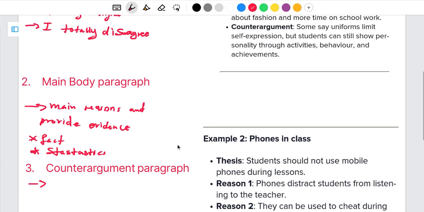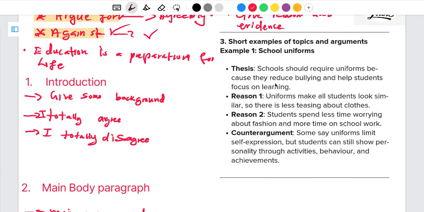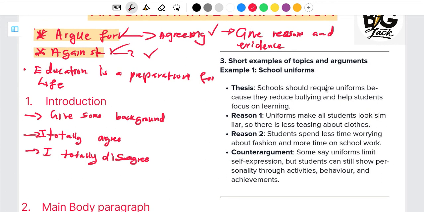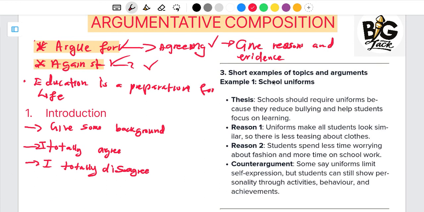So I have these examples. For the first part, should school uniforms be abolished? Argue for or against. Should school uniform be abolished? When they say should school uniform be abolished, you need to understand the question, because sometimes the way the question itself is affects the way you write the composition. When they say should be abolished, it means should we remove school uniforms? That is what the question is saying.